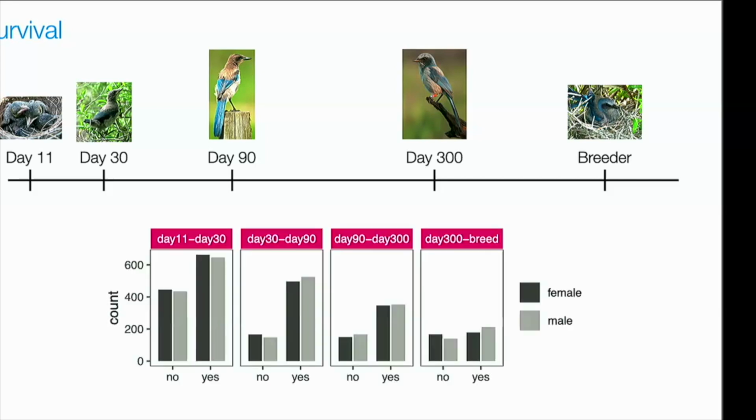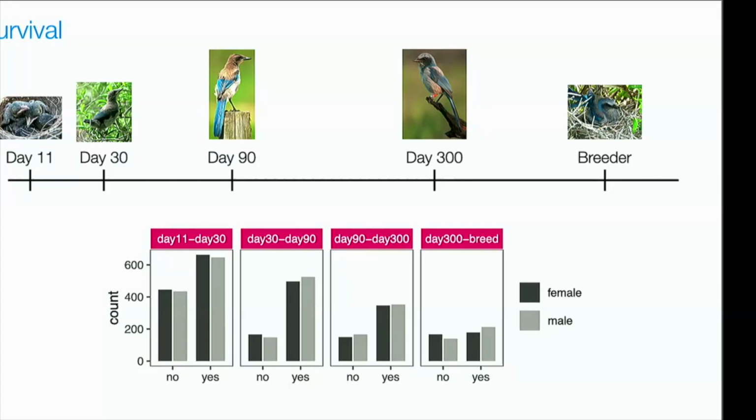To give you a sense of our sample sizes, we modeled females and males separately and did a bunch of different logistic regressions for survival in these different time intervals. There's a lot more mortality early on in life, so only about 60% of our nestlings survive to day 30, 45% survive to day 90, and then 30% survive to about a year.